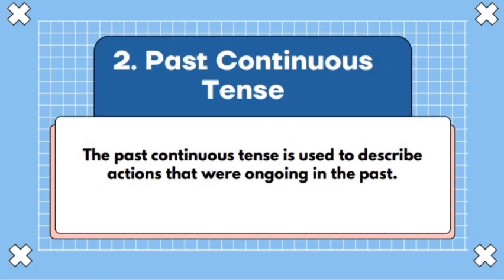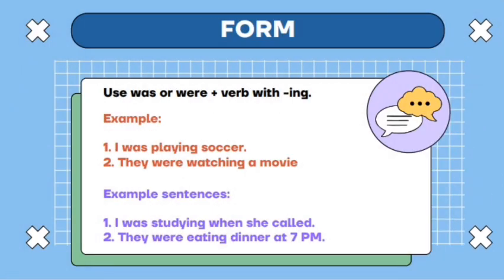Next is past continuous tense. The form of past continuous tense uses was or were plus the verb with -ing. Example: I was playing soccer. They were watching a movie. And the example sentences: I was studying when she called. They were eating dinner at 7 p.m.